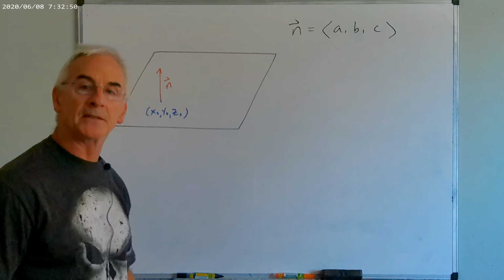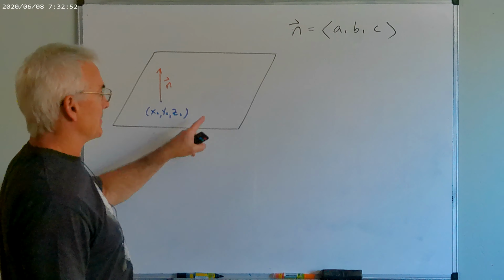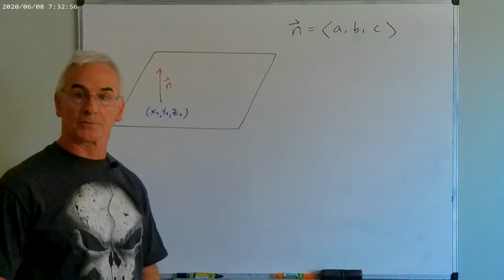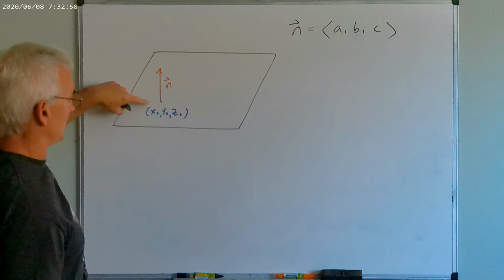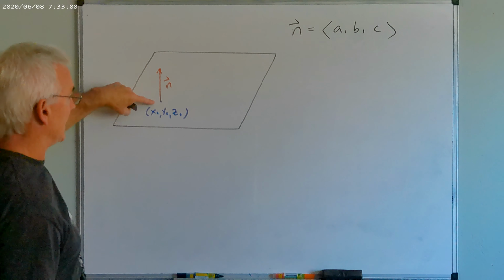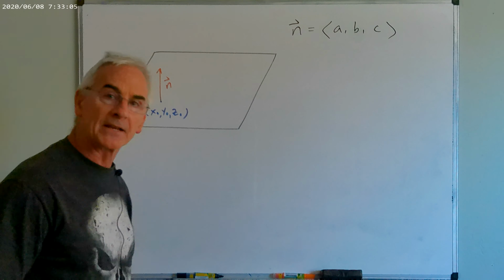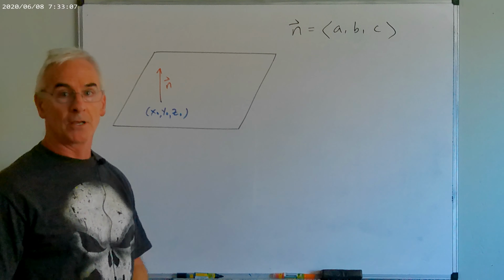Suppose we have a plane in space. Now there's infinitely many points on the plane, but there is only one direction that is orthogonal to the plane. So let's suppose, given a point x naught, y naught, z naught, and we have a normal vector n, let's just call it a, b, c, we would like to find an equation of this plane.